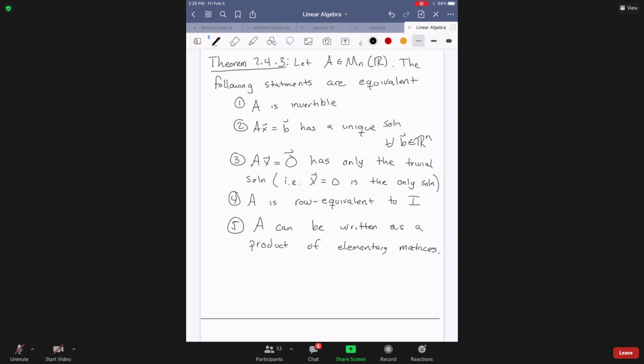Okay, so I just want to talk really quick about what this all means. What I mean by these statements being equivalent is that if you have one, all the others must be true. So if A is invertible, then all the other ones are also true. If AX equals B has a unique solution, then A has to be invertible, it's row equivalent to I, and so on and so forth. So that's how you interpret this statement, right? As long as one of these is true, all the others are true. And thinking of them in these different ways will help a lot later on.